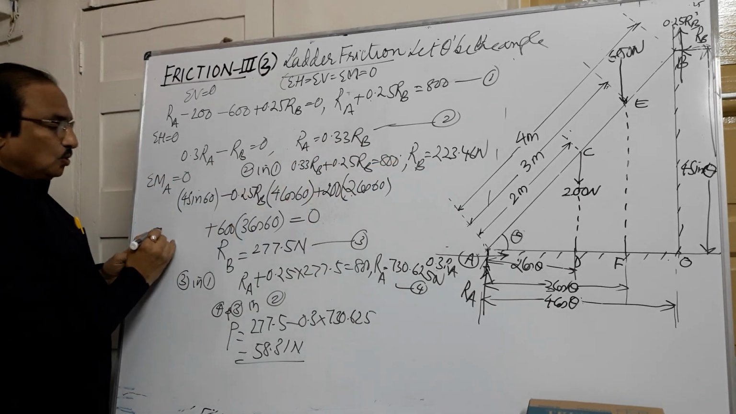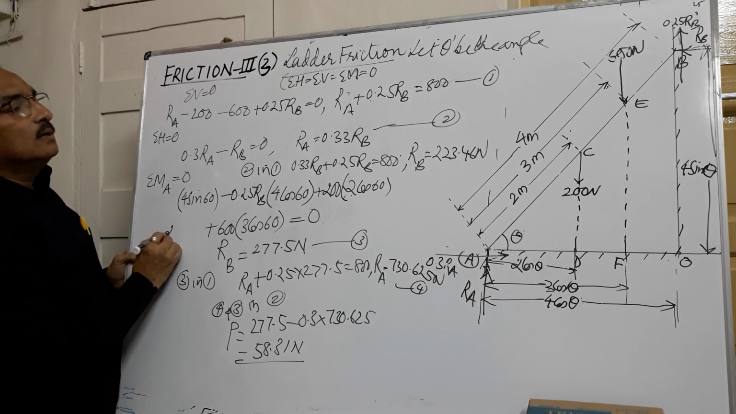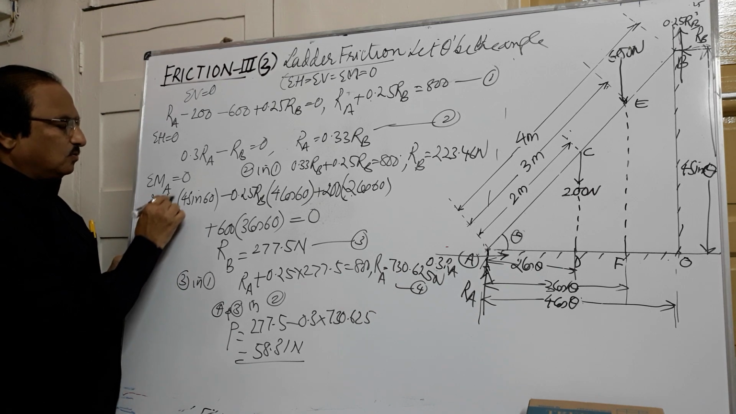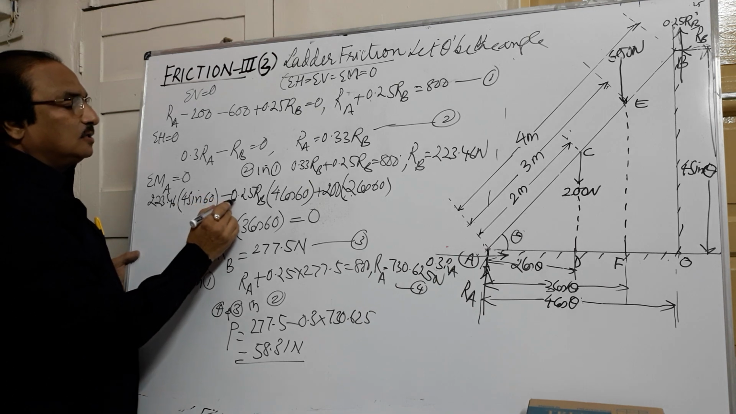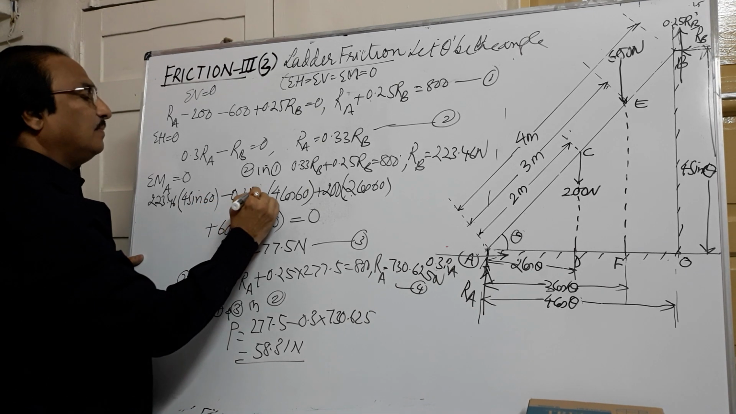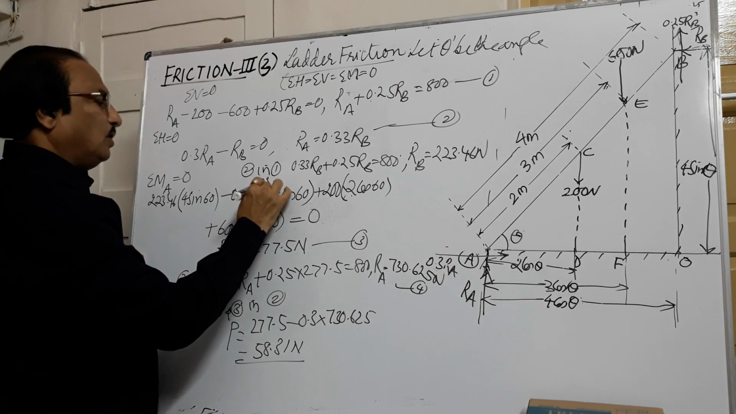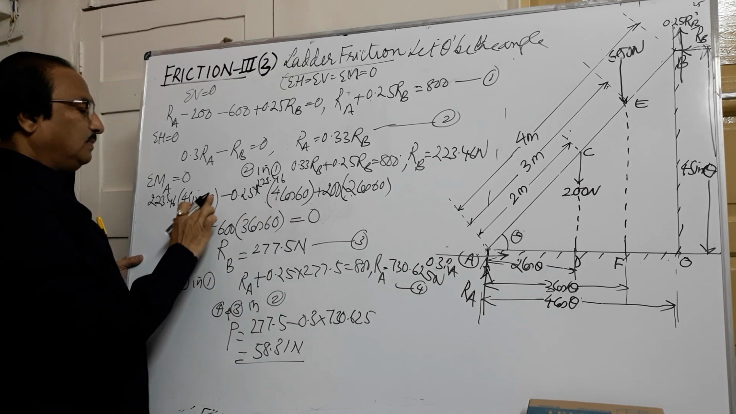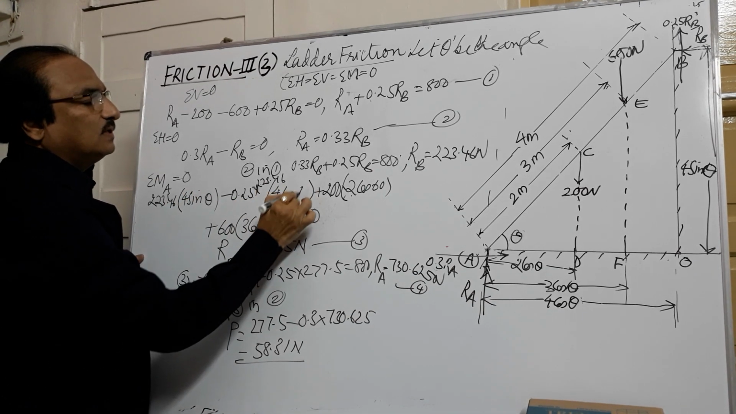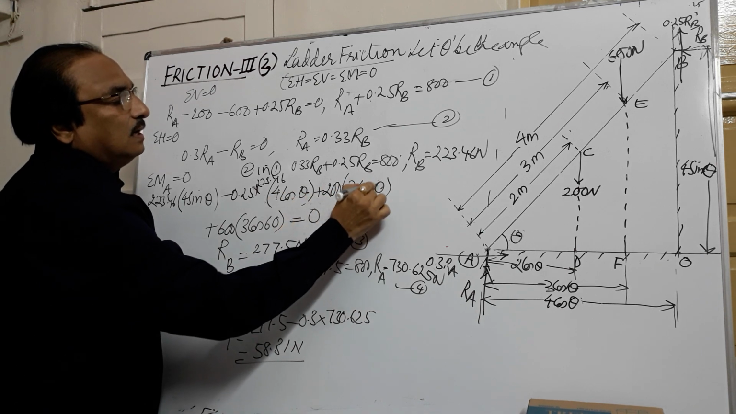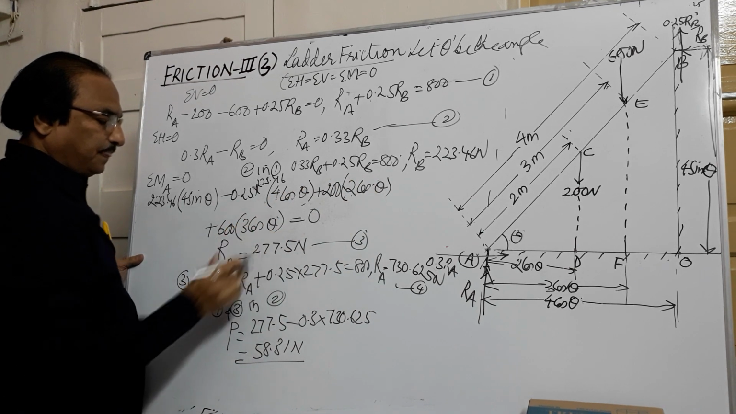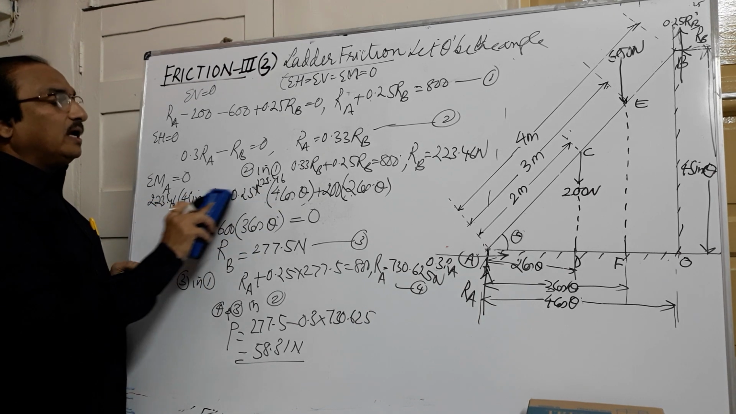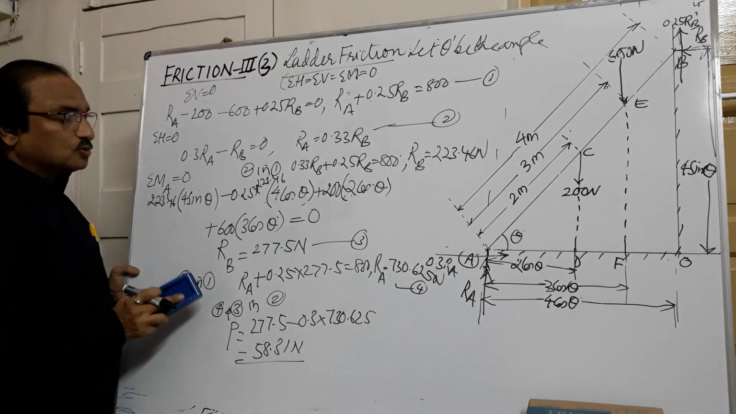So RB is 223.46 into this, minus 0.25 into 223.46, plus 200 cos theta. This will be in terms of theta, this will be in terms of theta, and this is also in terms of theta. There we had calculated RB. Here you know the value of RB. The only unknown in this equation is theta, so you will have to solve for theta.